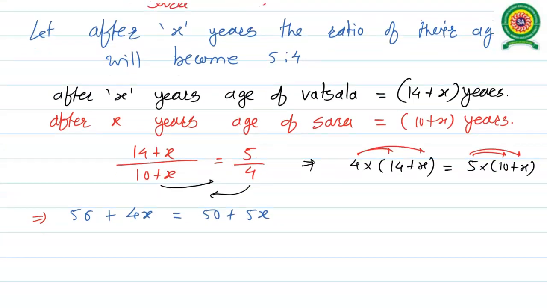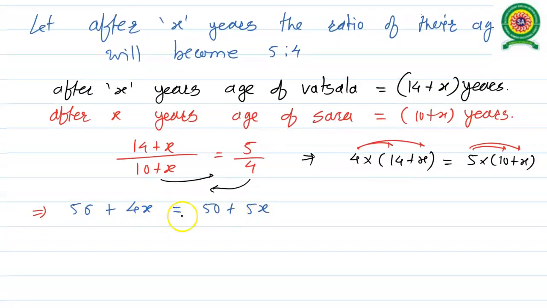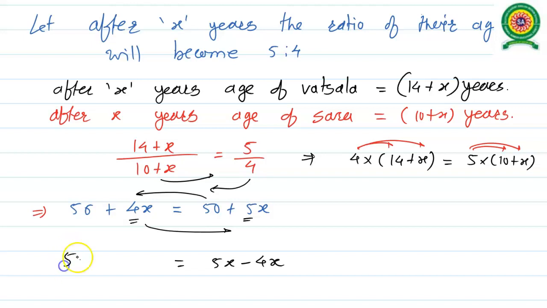Now we have a linear equation in one variable X. Now look at the coefficients of variable X. 5 is greater than 4. So try to collect all variables of X towards the RHS. So after shifting 4X from LHS to RHS, it will become minus 4X. And ultimately we have to collect all constants towards the LHS. So 56, after shifting 50 from RHS to LHS, it will become minus 50.